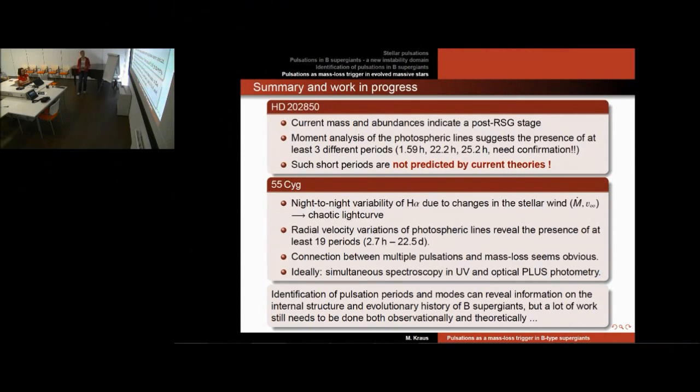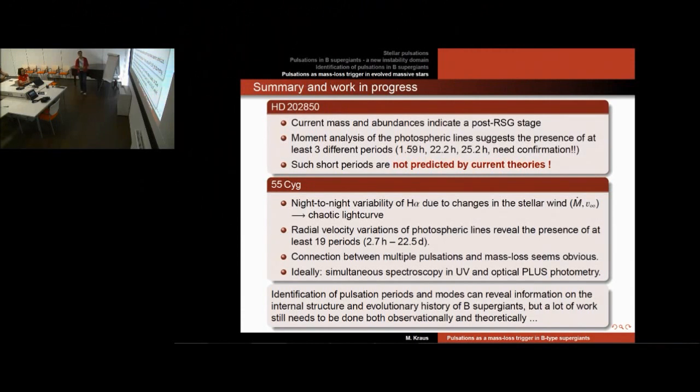For 55 Cygni, we see night-to-night variability of H-alpha because, first of all, H-alpha is also subject to pulsations. Its photospheric line is influenced by pulsations, but in addition, it has this wind, and this wind is also changing every day. So it's not surprising that H-alpha is varying in a crazy way, and that the star has a very chaotic light curve.